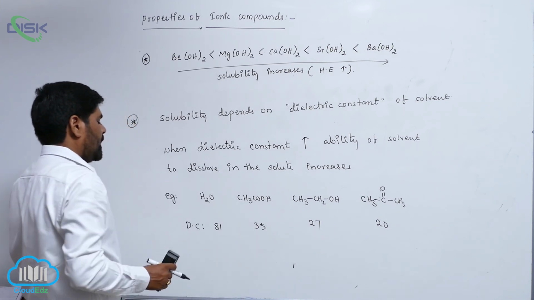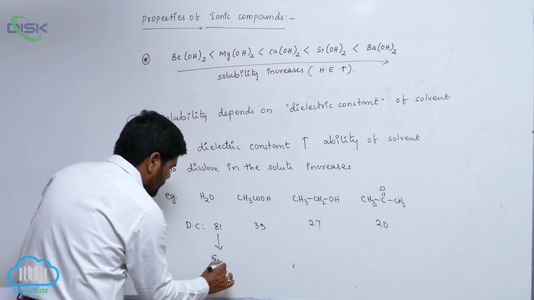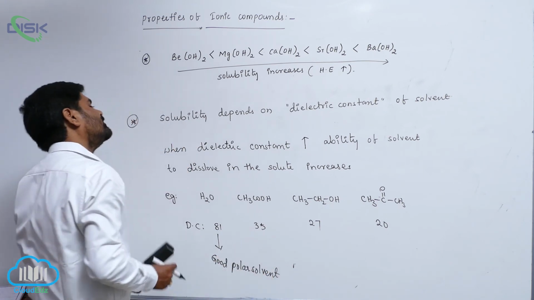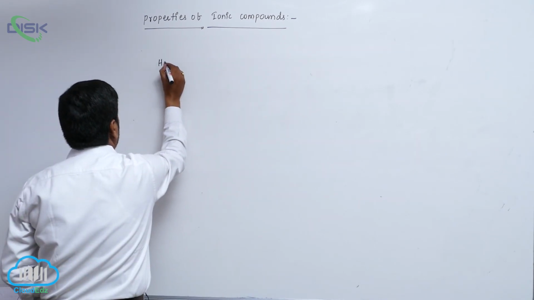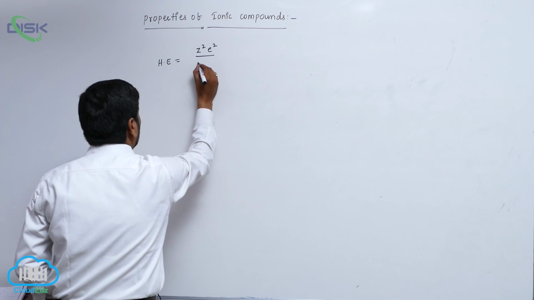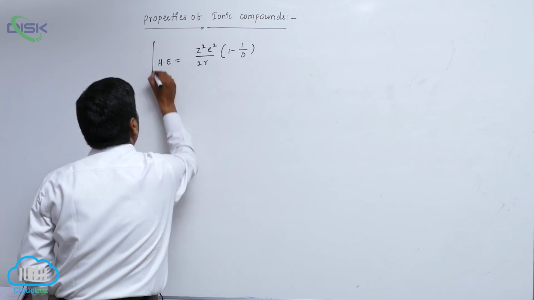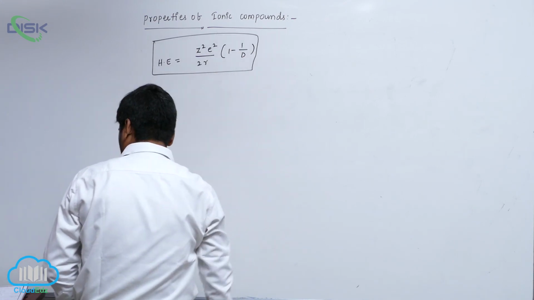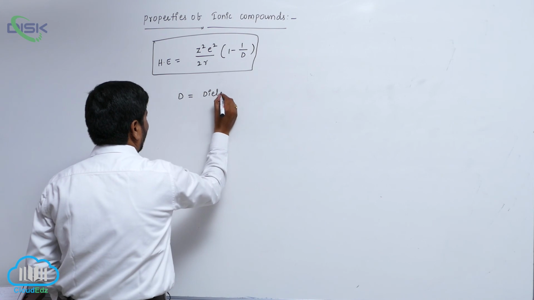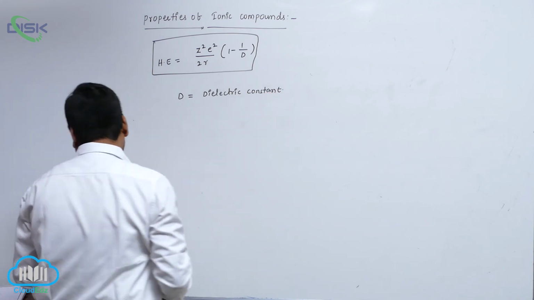So therefore, it can act as a good polar solvent. Hydration energy equals Z square E square by 2R, into 1 minus 1 by D. So by using this particular principle, hydration energy is calculated. Here D equals dielectric constant. What is this? Dielectric constant.